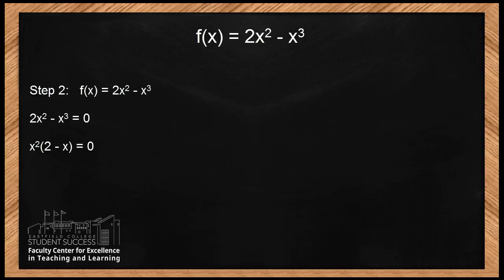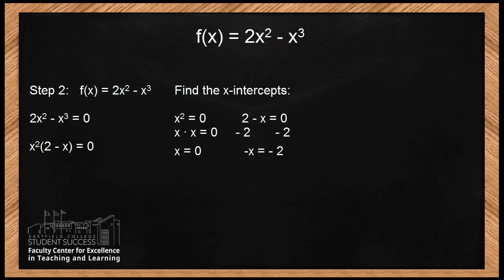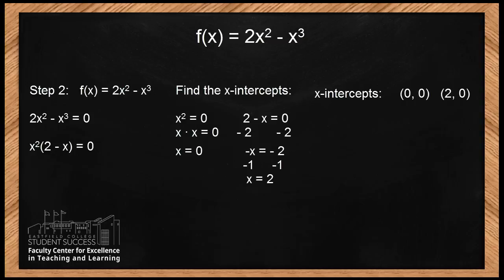Now that we have our function factored, let's set each factor of the equation to 0. x squared equals 0, and 2 minus x equals 0. Notice x squared equals 0, solve for x, x equals 0. 2 minus x equals 0, solve for x. We'll subtract 2 from both sides. Negative x equals -2. Divide both sides by -1 and x is positive 2. We found two x-intercepts, (0, 0) and (2, 0).